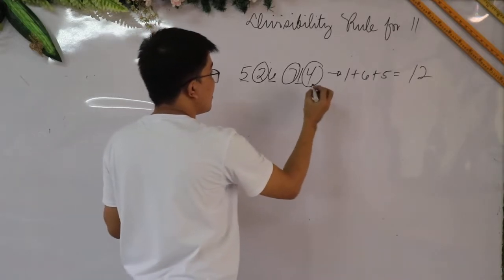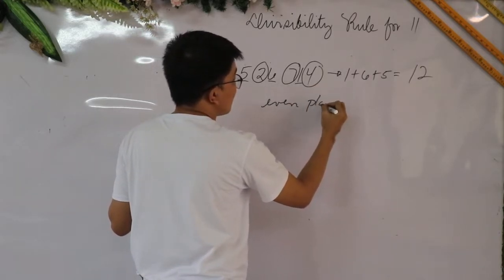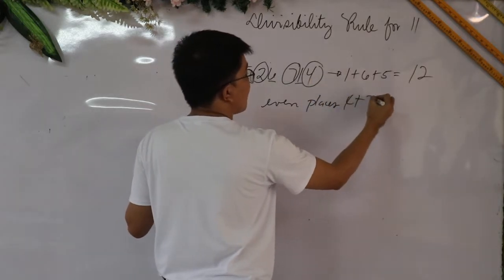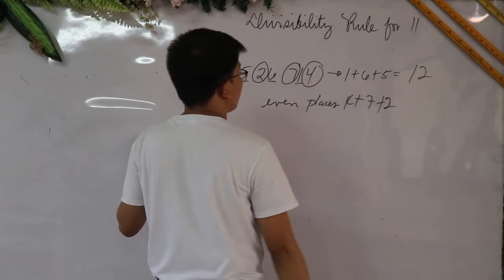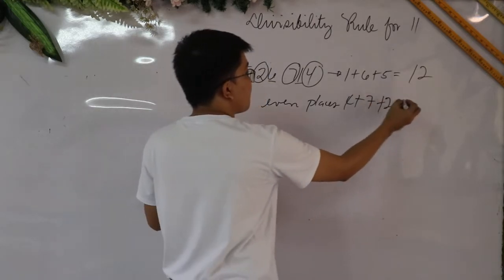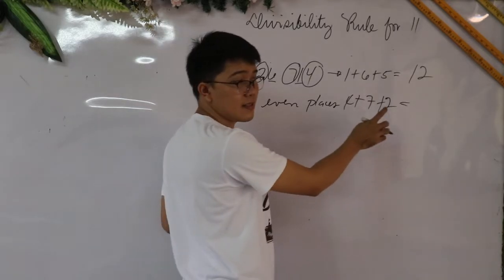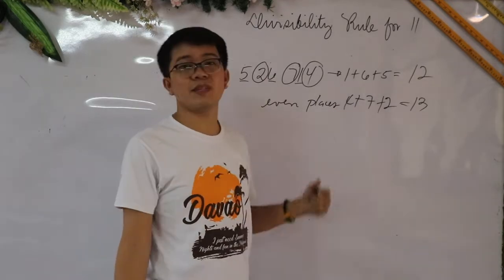How about the odd places? 4 plus 7 plus 2. What do you think is the sum? Correct. The correct answer is 13. Because 4 plus 7 is 11 and 11 plus 2 is 13.